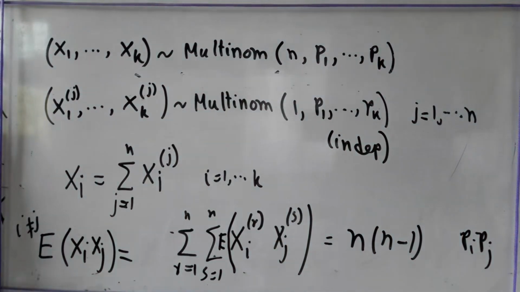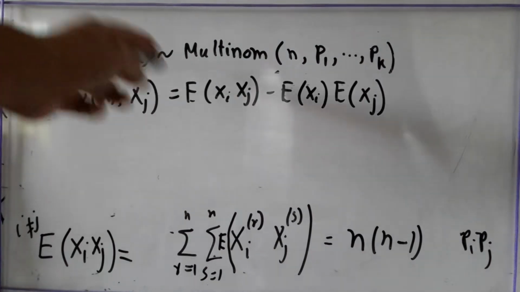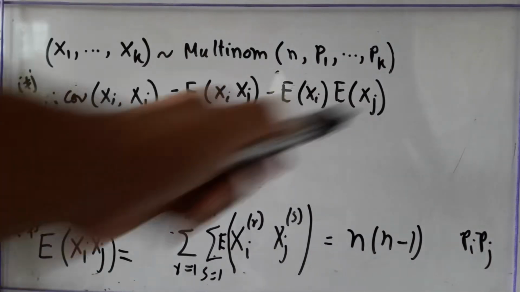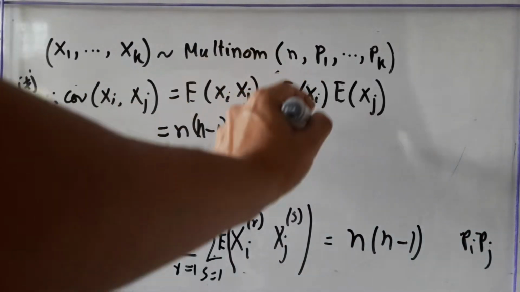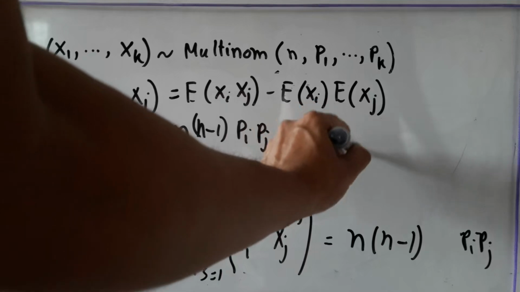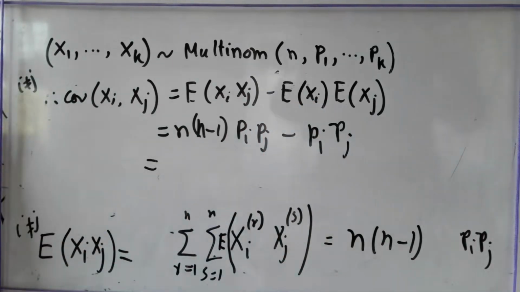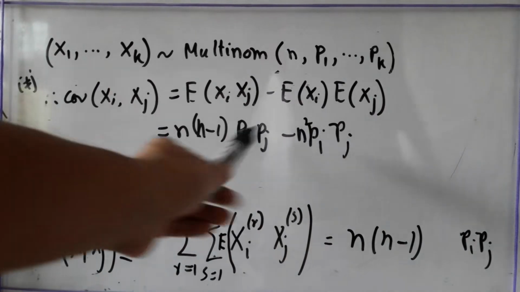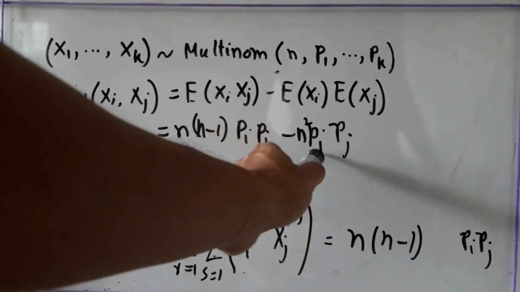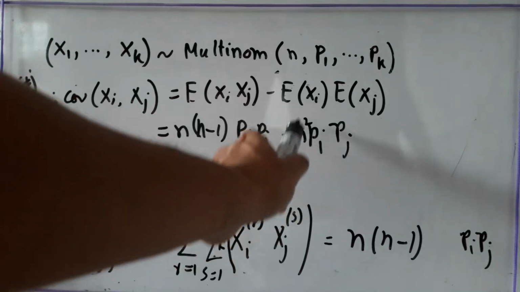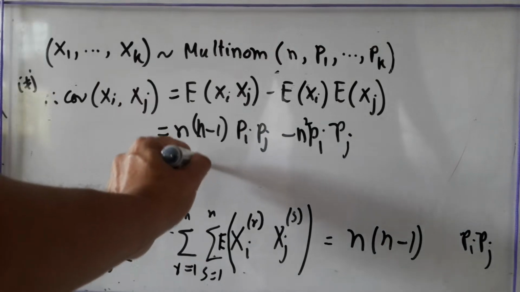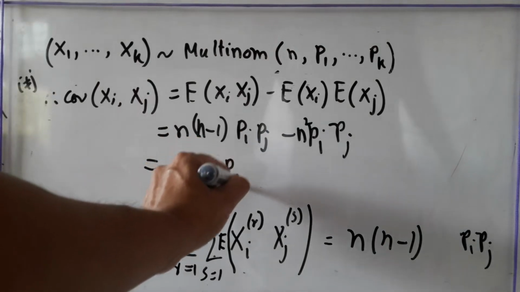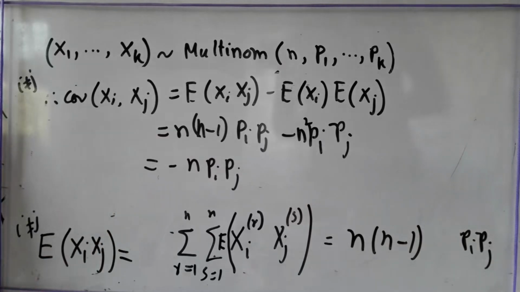Now finding the covariance is trivial, because covariance is equal to this quantity minus the expected value of x_i times the expected value of x_j. Just now we have seen what this is equal to, and we also know that this is n times p_i and this is n times p_j. So it is n squared times p_i times p_j. So this is simply minus n p_i p_j, which is indeed negative, as we had expected it to be.